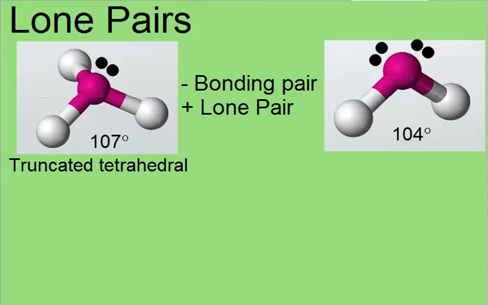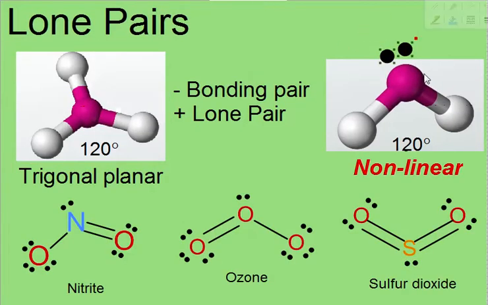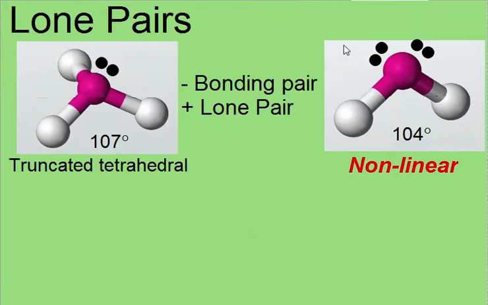It's non-linear, as we've seen before, but it's because of a different number of lone pairs. Now 2 lone pairs creating this non-linear shape instead of the 1 lone pair that we had before. So with 1 lone pair, it's 120 degrees for the non-linear shape. With 2 lone pairs, it's 104 degrees for the non-linear shape.